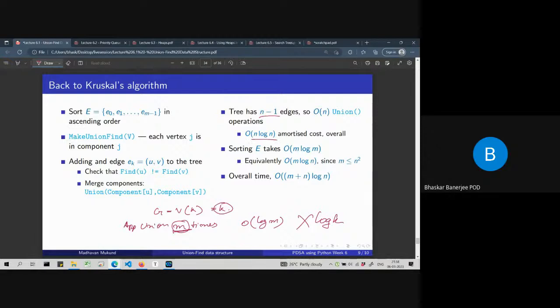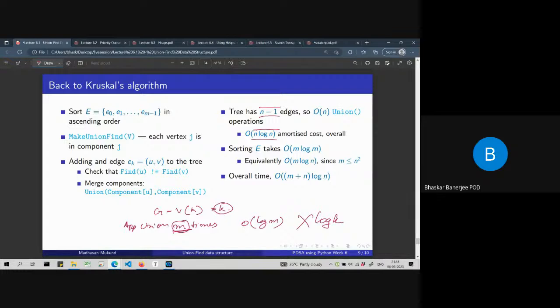But be very careful to point out this difference, that it is n log n because here I'm doing it for n minus 1 times. If in the same sized graph I would have done it for m times or k times, then it would be k log k. Fine? Okay. So now since I'm doing it for order n time, it is n log n. So union took this n log n time.